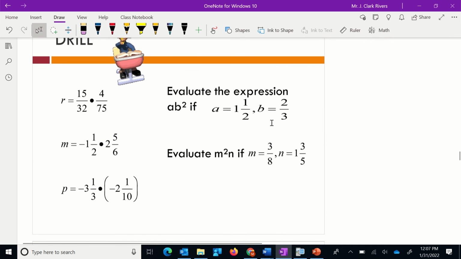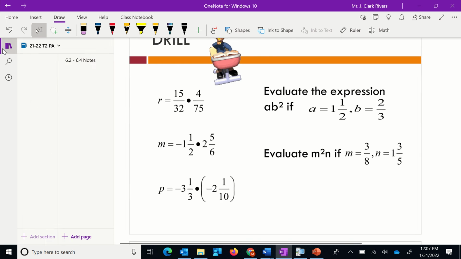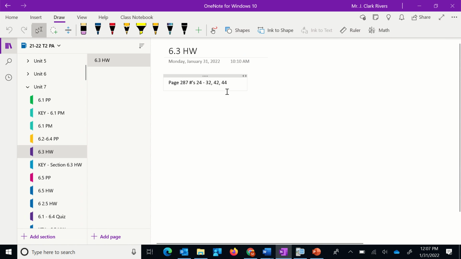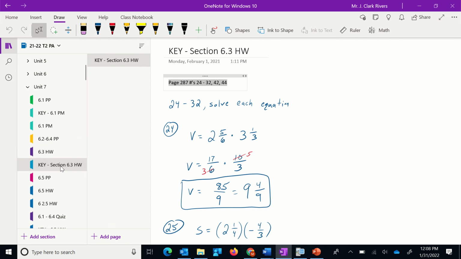If you think you have the hang of it and you just want to get started on today's assignment, that's fine too. Your assignment, I'm going to send it to you right now, so you should have it when you're in class. 6.3 homework, you'll need the book. The book is up on the shelf behind you. 287, numbers 24 through 32, numbers 42 and 44 as well. Double check that. Yep, there you go.